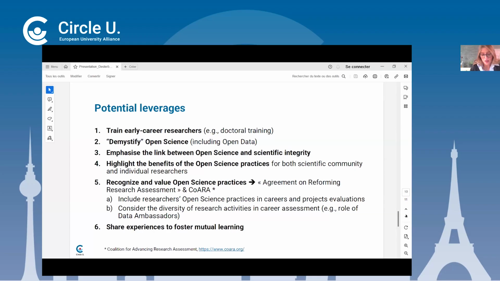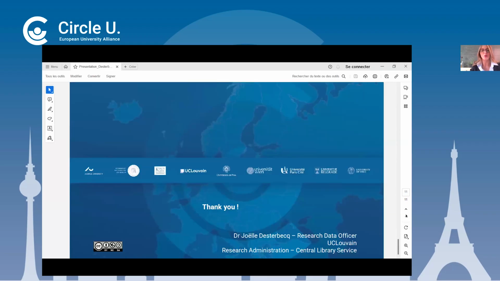To recognize and to value open science practices, and I link this reflection to the agreement on reforming research assessment and the CoARA coalition. Chiara Letta mentioned CoARA previously, but I think it's important to change the practices. And finally, it's important to share experiences to foster mutual training. So here are the main elements.